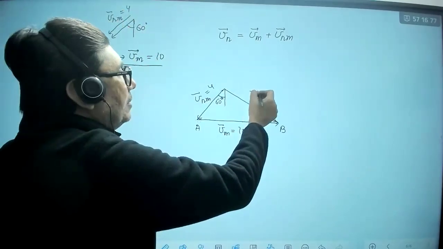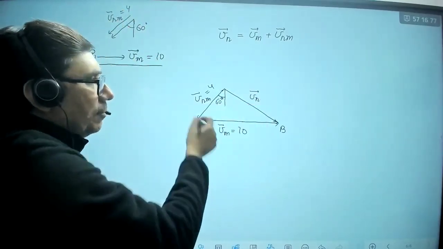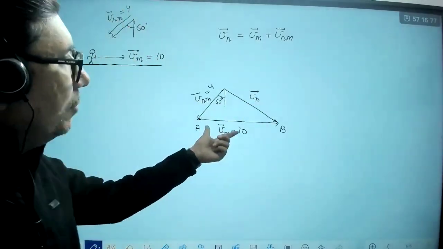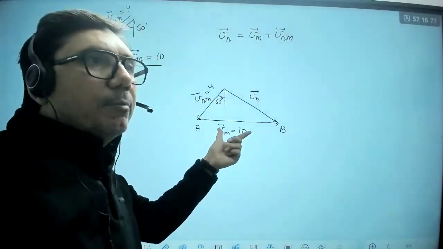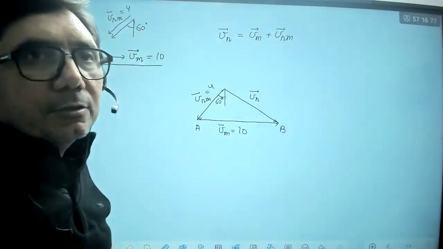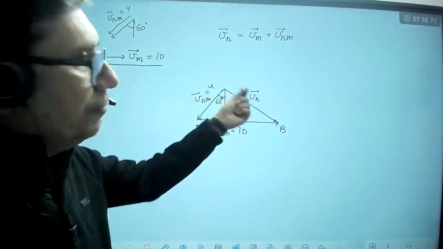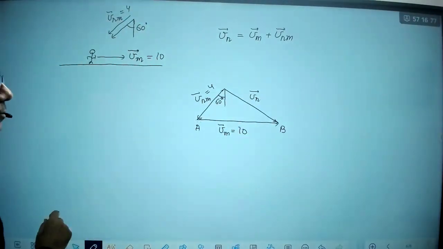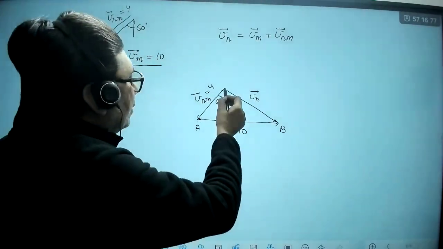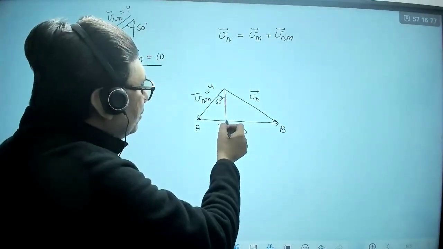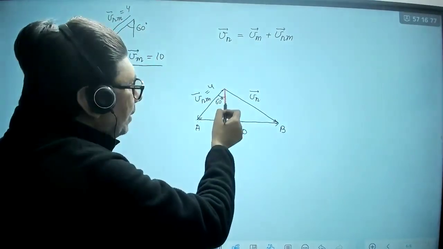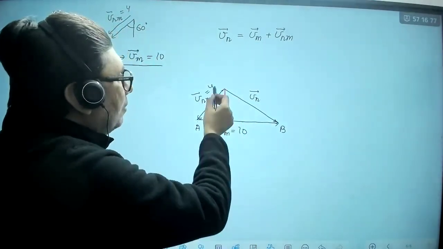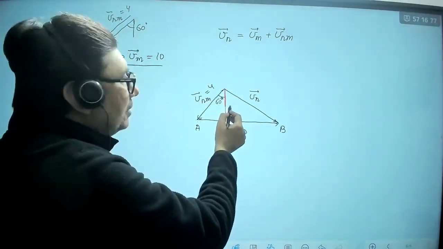VR vector. Can anyone find out this VR from this data? This is a simple problem of trigonometric ratios now. You just want to find out VR. How can you find out? Any one of you can solve this problem. Draw this perpendicular. This perpendicular side will be how much? This will be 4 cos 60.